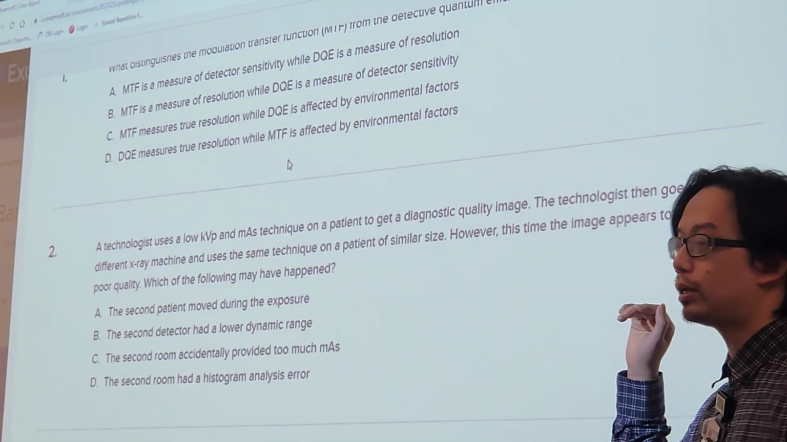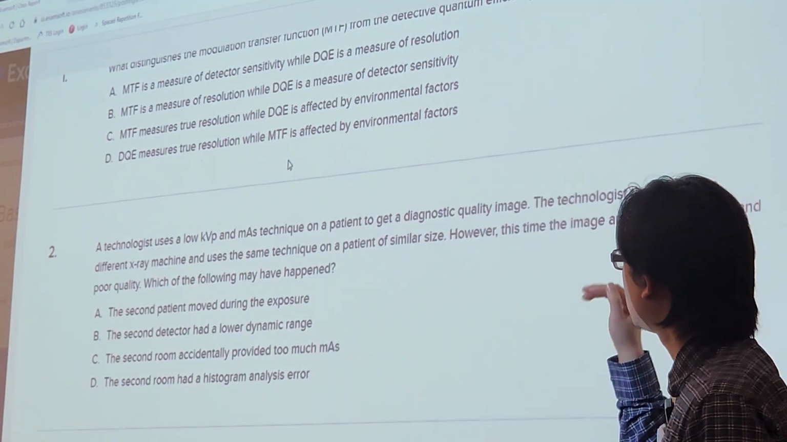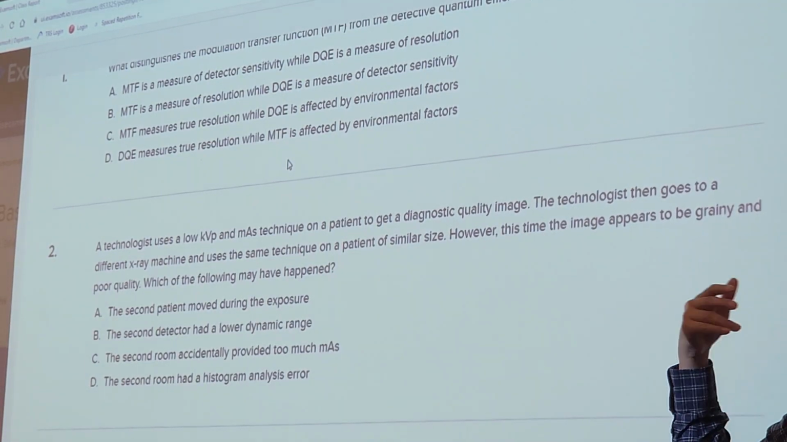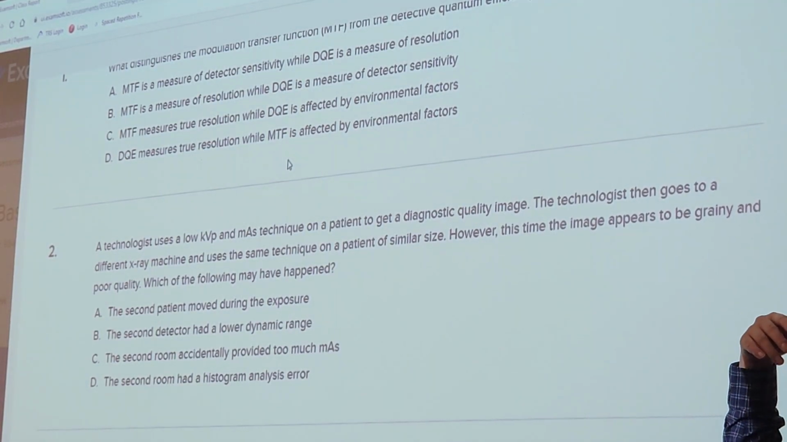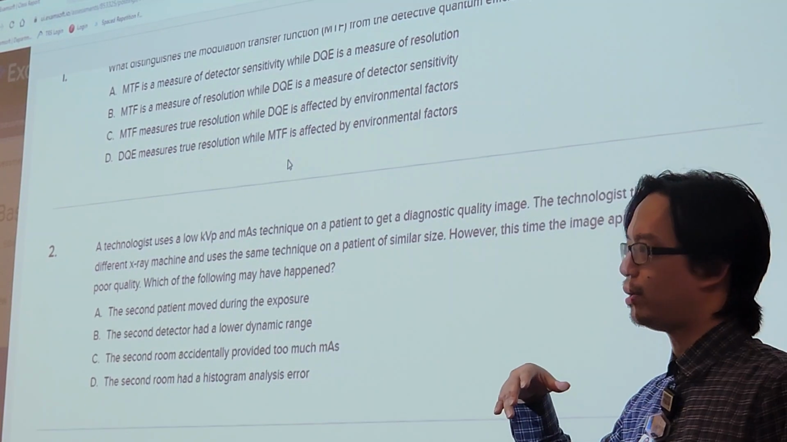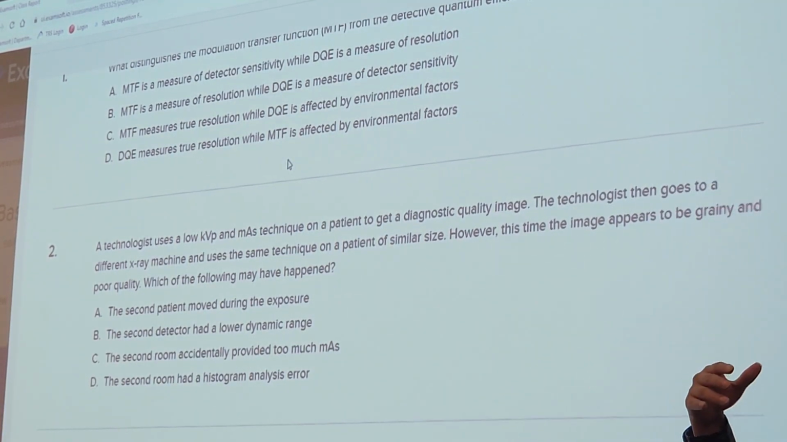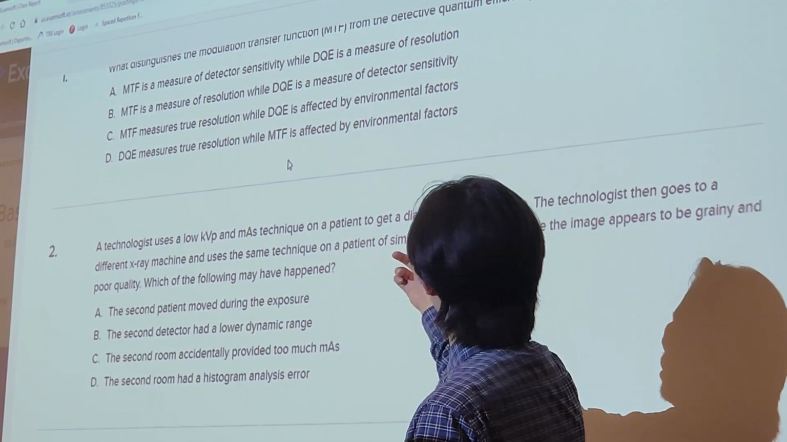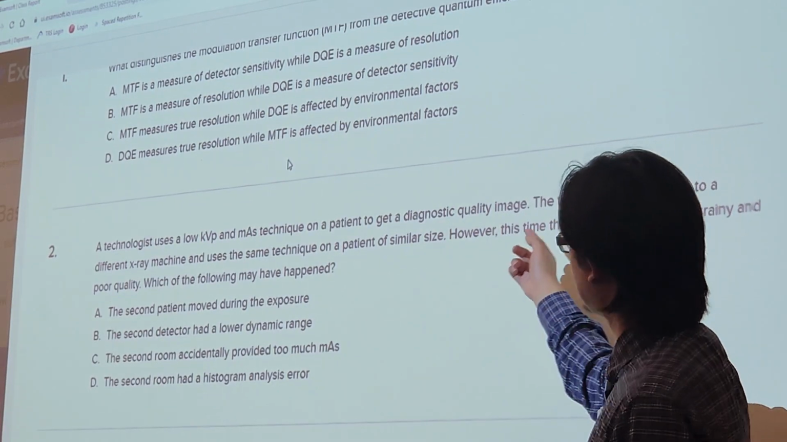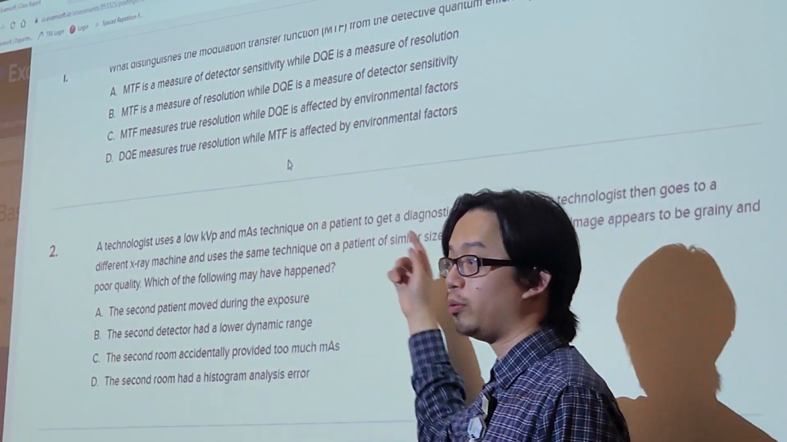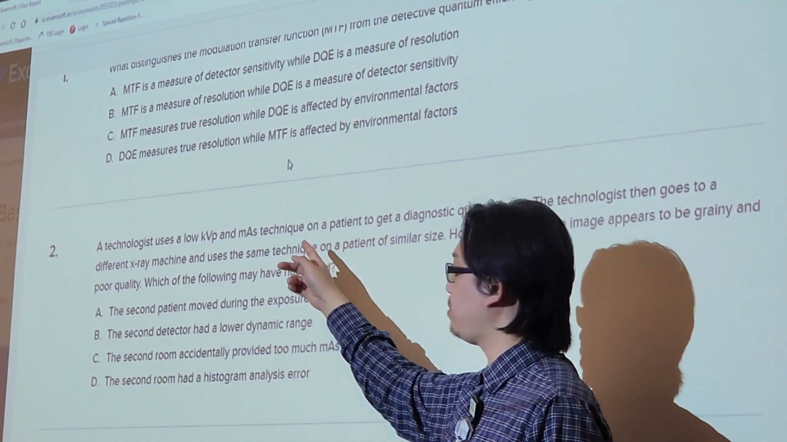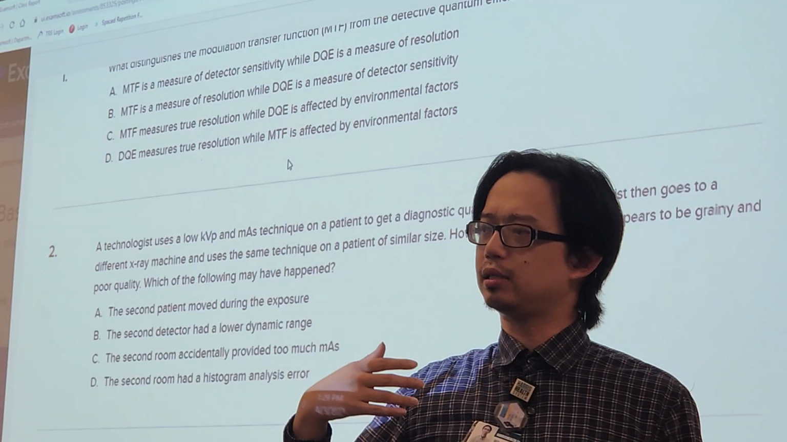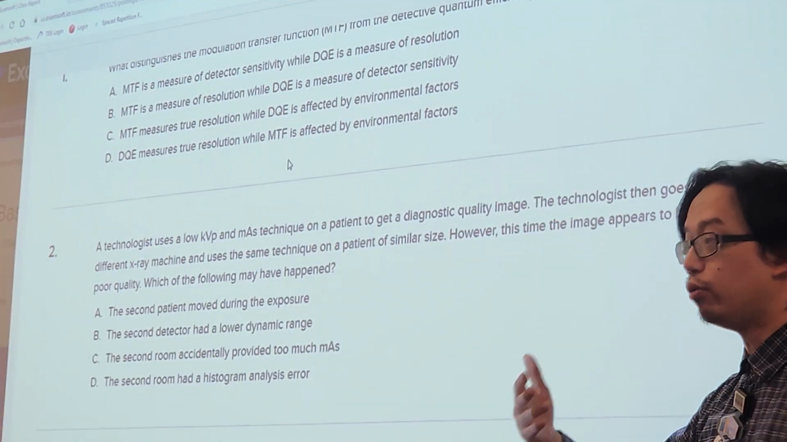Okay, so that was a pretty good explanation. For this one, I do want to talk through the different answer choices. When we see the image appears grainy and poor quality, what does that tell you? Quantum noise, less exposure. Good. So our mass or our exposure factors were too low for this image for some reason. But we said that we used the same technique, the same exposure factors on both images. So we know that our KVP and our mass aren't changing. So something happened which is causing us to still have quantum noise.